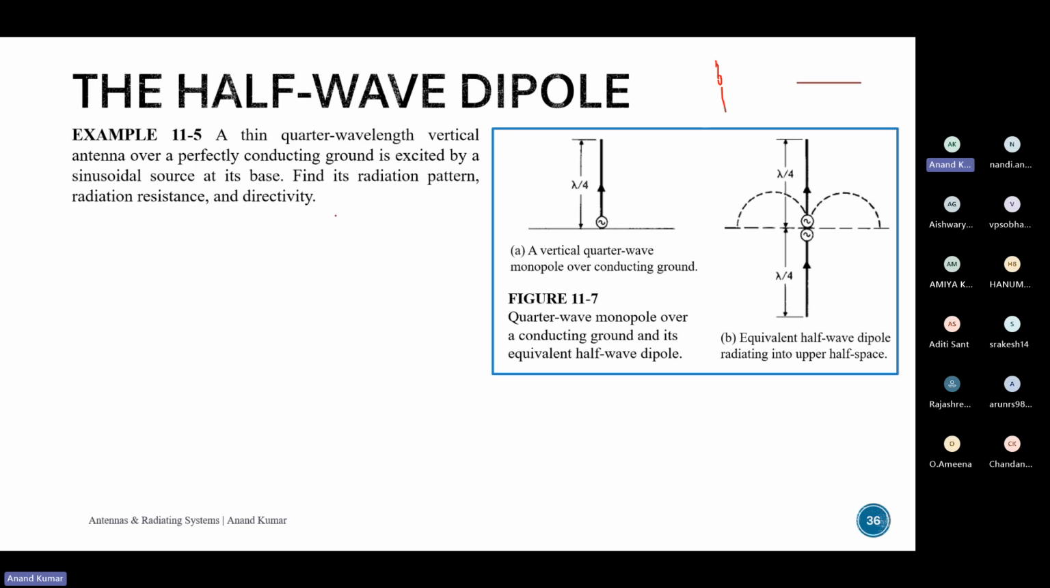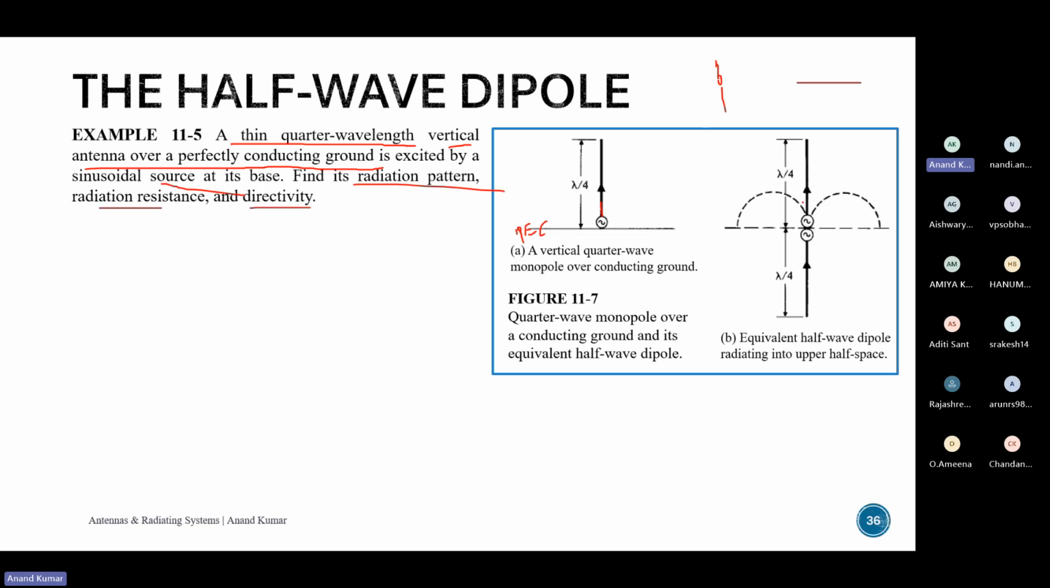Okay, so in this example, we are given a thin quarter wavelength vertical antenna, which is placed perfectly over a perfectly conducting ground. So this is PEC, and we have a quarter wavelength antenna, and there is a feed on the one end. It is fed only on one end, and is excited by a sinusoidal source at its base. Find its radiation pattern, radiation resistance, and directivity.